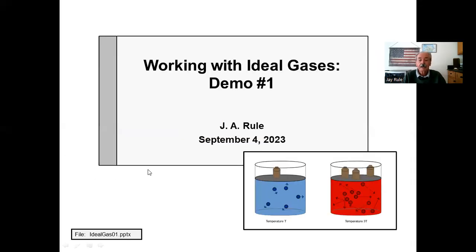And here we go, working with ideal gases. This is demo one of what I hope will be a number of demo videos. And the little icons or little pictures here give you a general idea or concept of how we're modeling ideal gases.